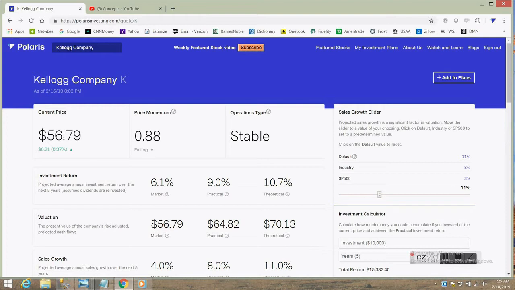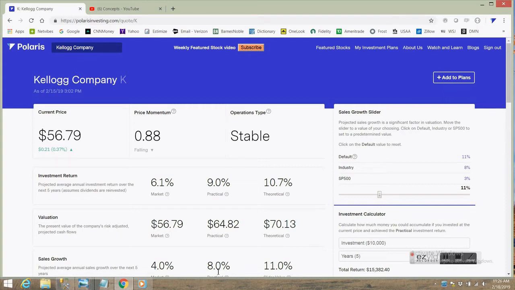Underneath that is the valuation. Notice the same thing as price, and then the sales growth is implied by working back through the valuation formula. You notice here as you move the slider around, unlike the other values, theoretical and then practical, which we'll be talking about in a second, those will move around, but this market sales growth never moves because it's just implied from the current price.